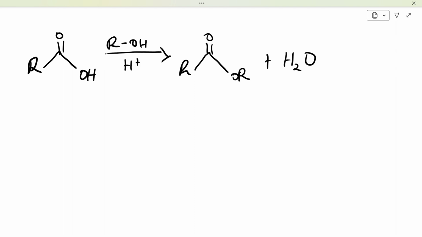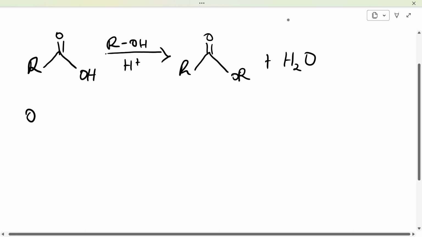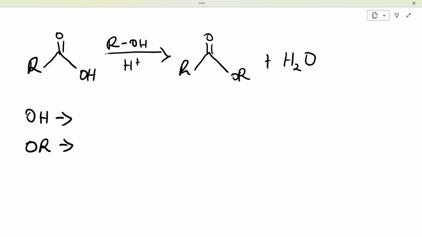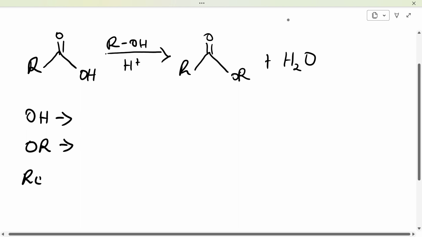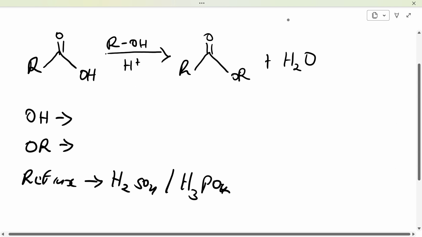So this reaction happens in steps. And mostly, we have to know that it is a nucleophilic addition-elimination reaction. It happens when the OH group in the carboxylic acid is replaced by the OR group from the alcohol to form an ester. The reaction is very slow and it is always carried out under reflux using sulfuric acid or phosphoric acid as a catalyst.